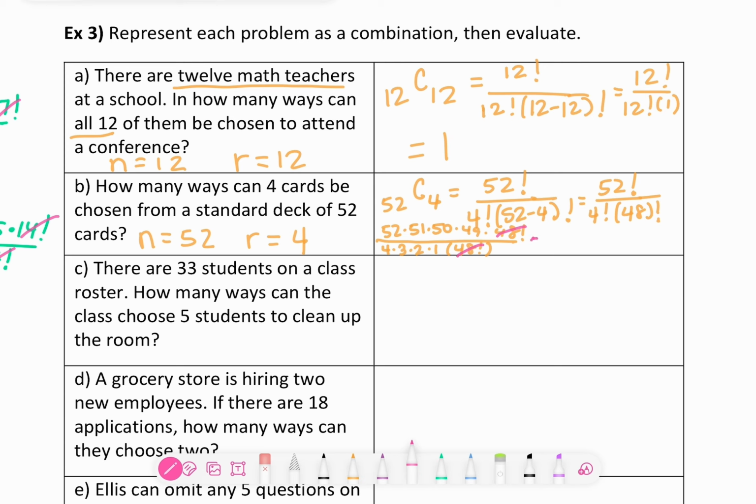And I'm going to end up with, so you got to be careful here. There's a little more simplifying to do. 52 times 51 times 50 times 49. And you can simplify this before you do this part. But I just want to go ahead and show you what happens.